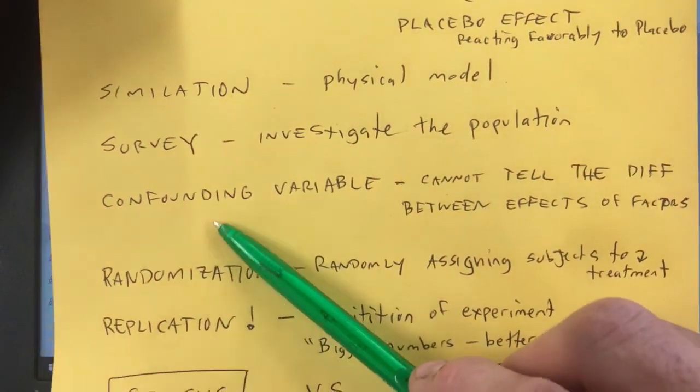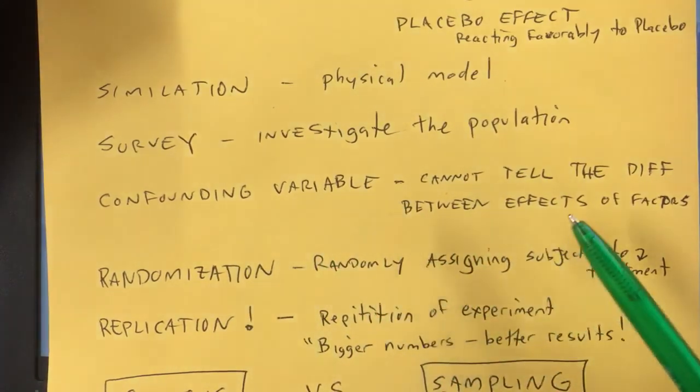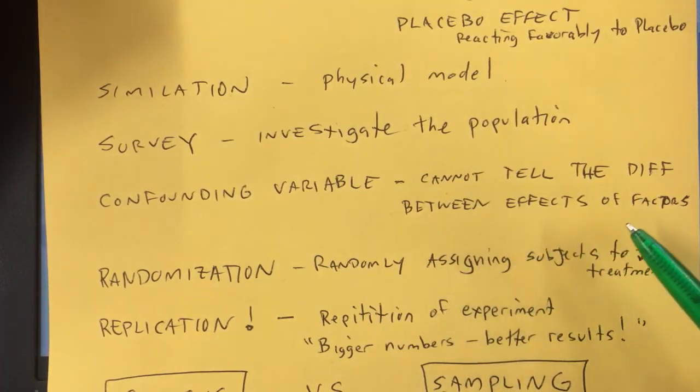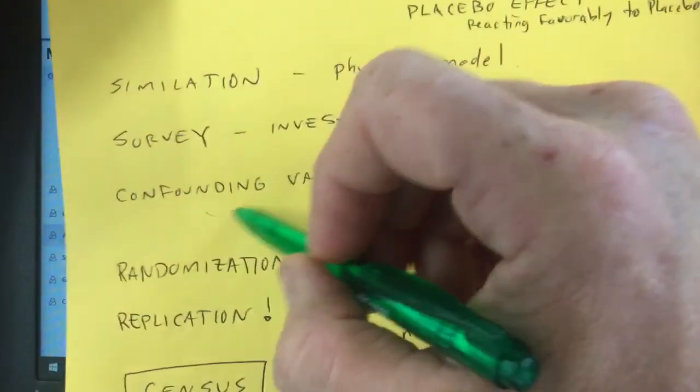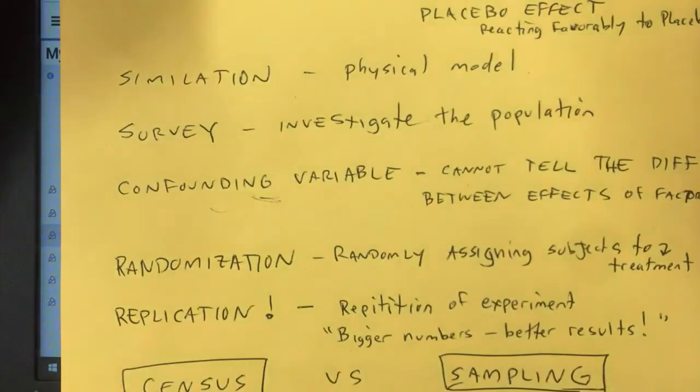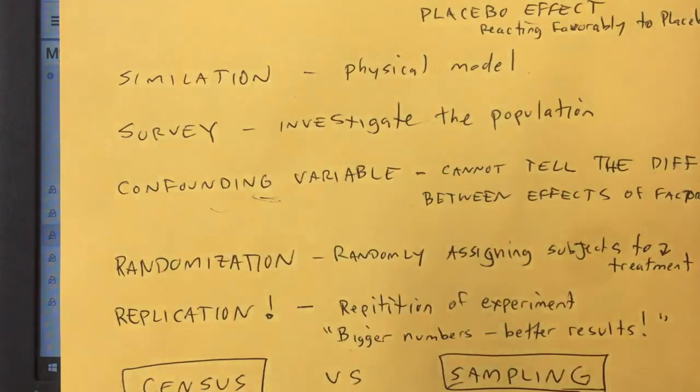Then you have what's called a confounding variable. That's when you cannot tell the difference between the effects of factors. Now what this means, a confounding variable is when you have a treatment of some type, but you have something else that's also involved that might affect the group. And so you're not sure if this confounding variable really affected it or if it's just a coincidence.